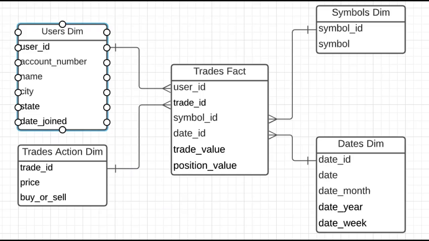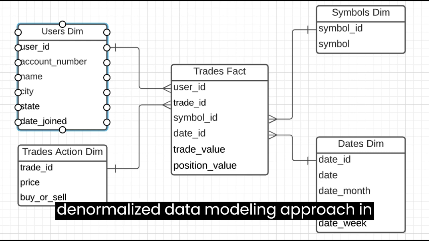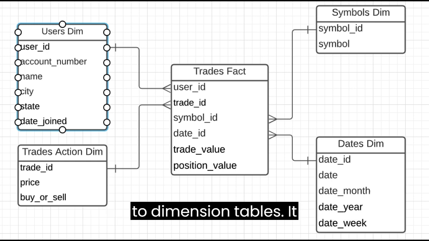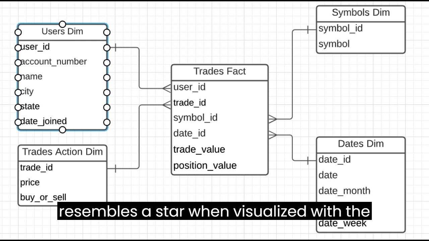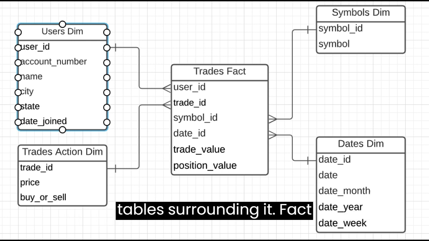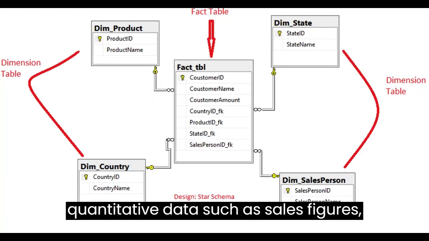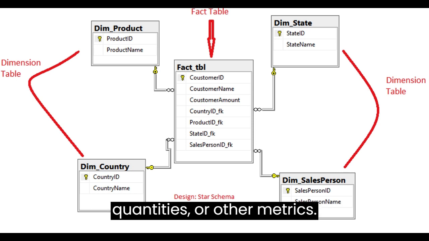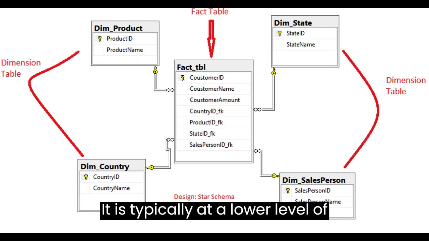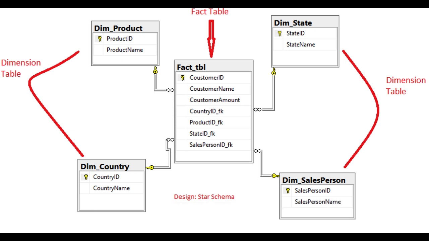Star schema. Overview. The star schema is a simple and denormalized data modeling approach in which a central fact table is connected to dimension tables. It resembles a star when visualized, with the fact table in the center and dimension tables surrounding it. Fact table. The fact table contains quantitative data, such as sales figures, quantities, or other metrics. It is typically at a lower level of normalization and often includes foreign keys to link to dimension tables.